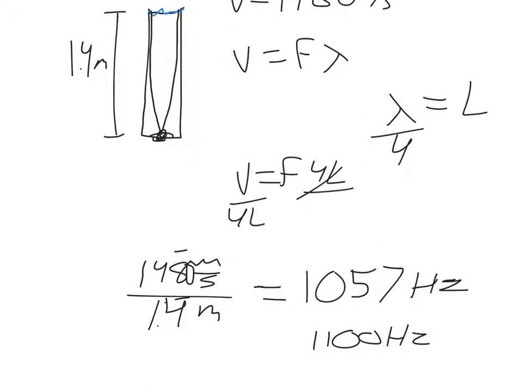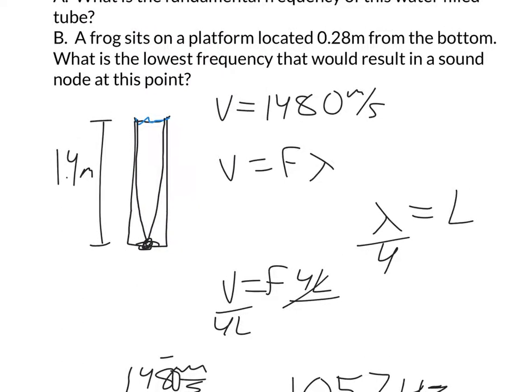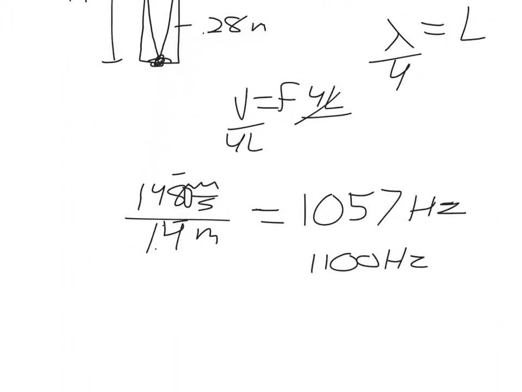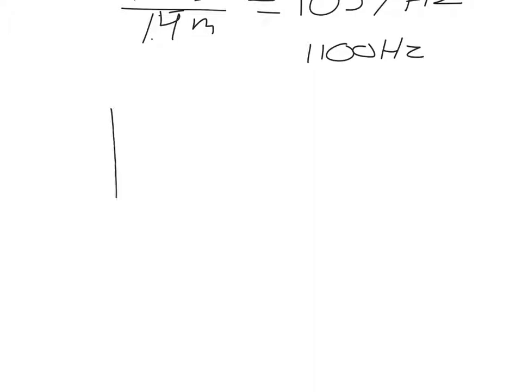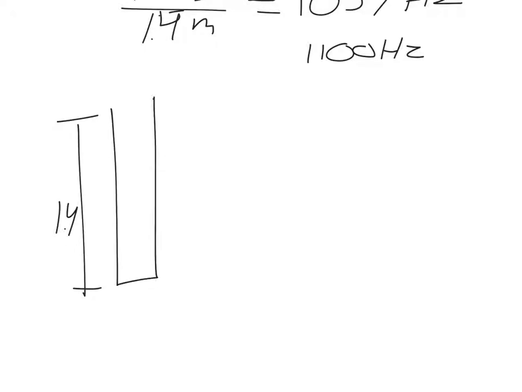And then we put the frog at 0.28 from the bottom. What is the lowest frequency that would result in a node at this point? All right, let's go do this down here where I have a little more room. So we have a big tube. Again, this whole distance is 1.4. And this distance is 0.28. And I need a node there. So there always will be an antinode here, and there always will be a node here. So essentially, I have to pick a wave that hits here and then bounces back and makes it all the way to the end perfectly.